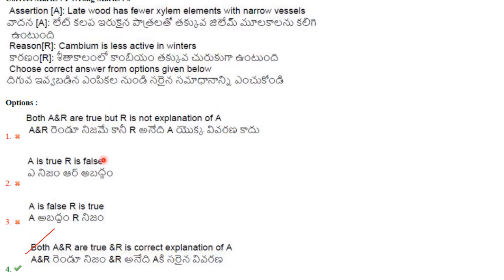Then next one. Late wood has fewer xylem elements with narrow vessels.